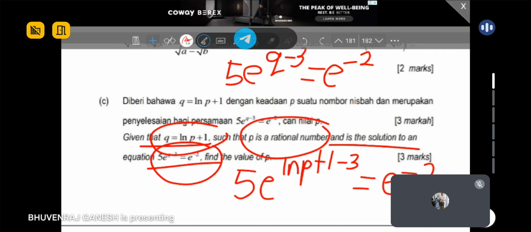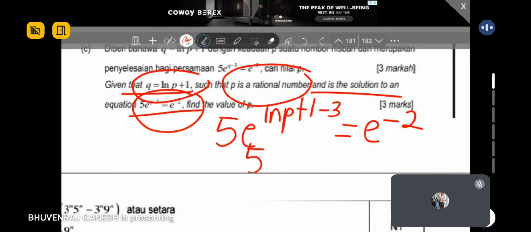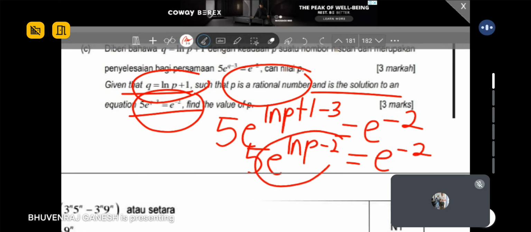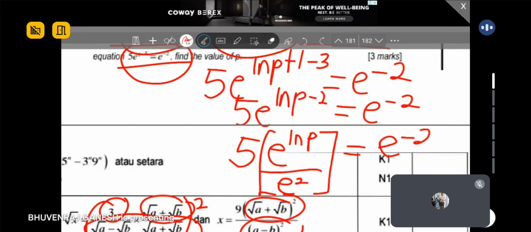Okay, now guys, very important concept. Listen up, listen carefully. This rule over here, I never talk about this rule yet. Whenever you have something like this, first step: when you see a negative power, you can split the power. So it becomes divide. You will get something like this, equal to e to the power of negative 2.